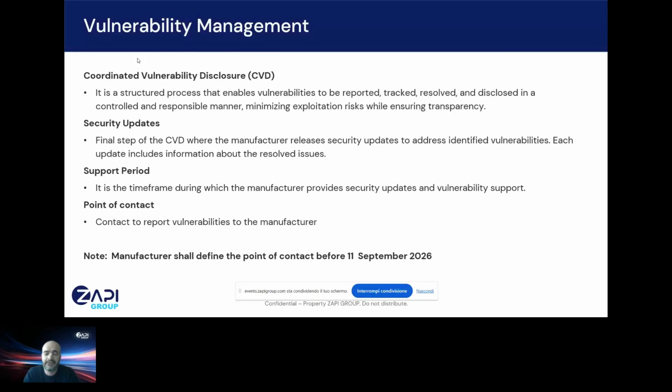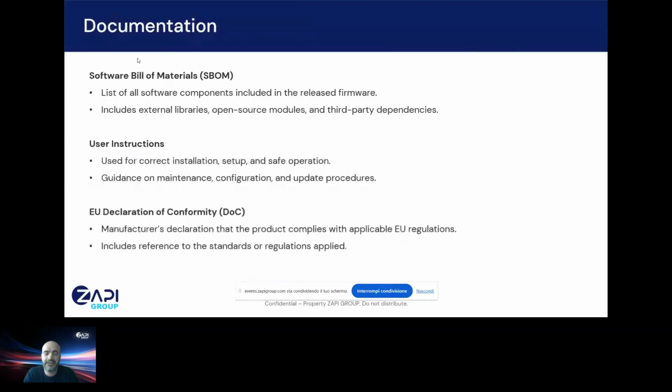Instead, regarding the documentation, the CRA divided the documentation into categories. The first category of documentation is related to the information that needs to be provided to the final user. And this category considers the software bill of material, the user instruction, and the declaration of conformity.